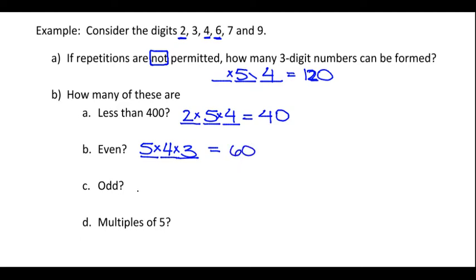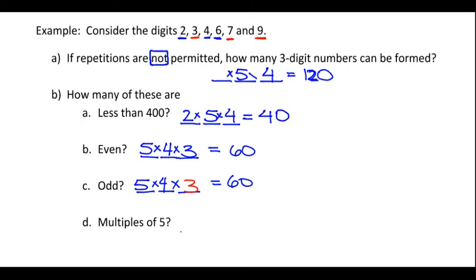What if the number is odd? Well, if it's odd, that means it must end with either 3 or 7 or 9. 3 possibilities, leaving me with 5 for the first number, 4 for the second number, and a same total. I get the same number here because in this situation I had the same number of even and odd numbers.